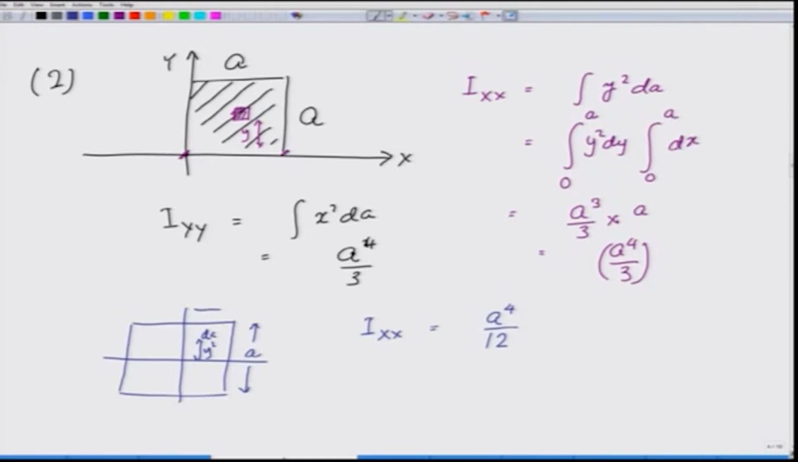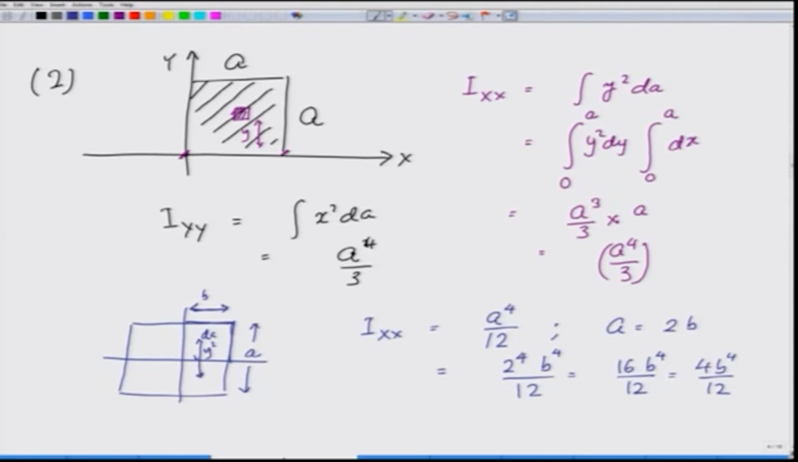If I take this side to be b, then a is 2b. So, this I can also write as 2 raised to 4 times b raised to 4 over 12, which is equal to 16 b raised to 4 over 12, which is 4 b raised to 4 over 12. Right. So, if the side is b, this half side is b, I get 4 b raised to 4 over 12 as the second moment of area.